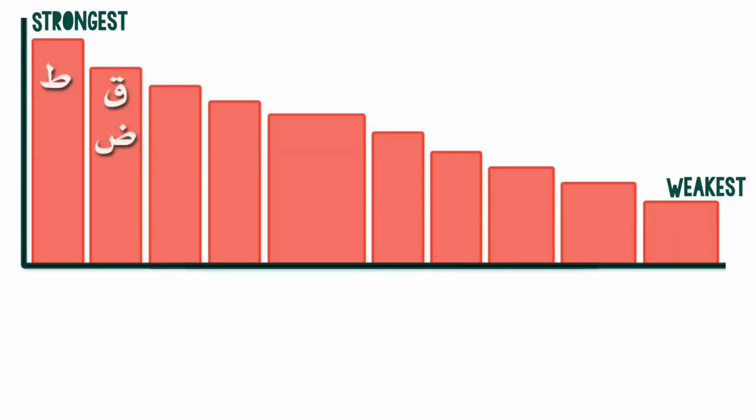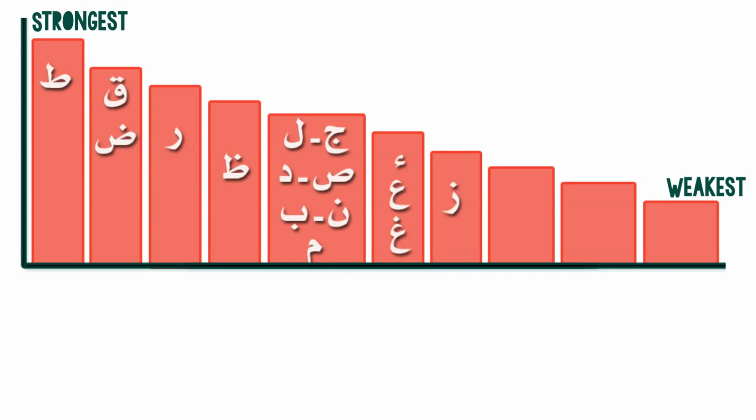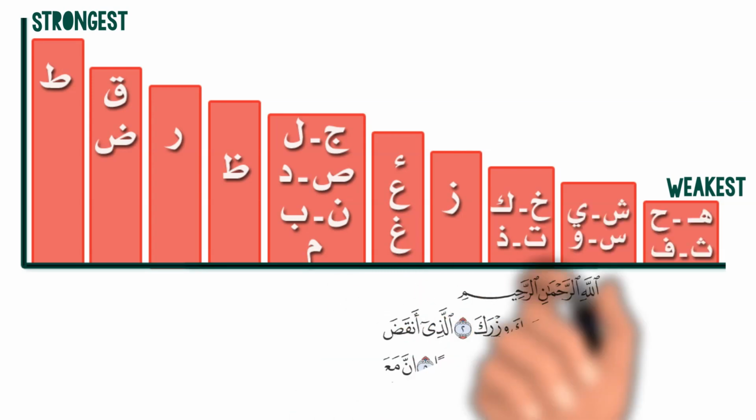Now we came to the stats. We have 10 levels of strength and weakness in letters. The strongest of all is the ta, with no weak characteristics and 5 strong ones, and the weakest are 4: the ha, also the tha and the fa.